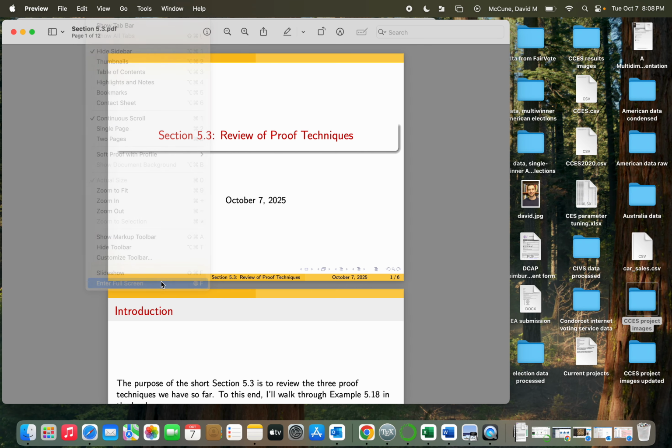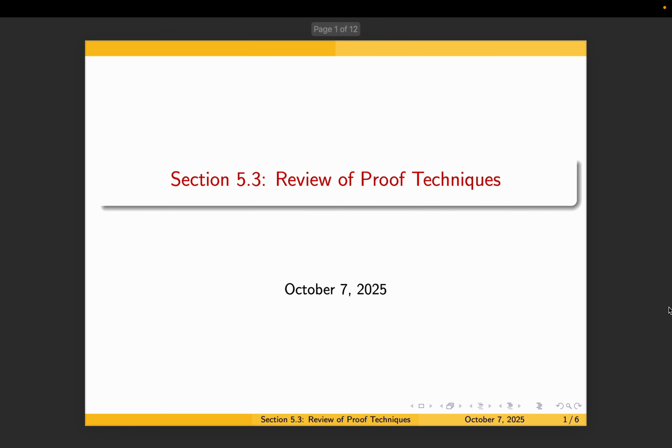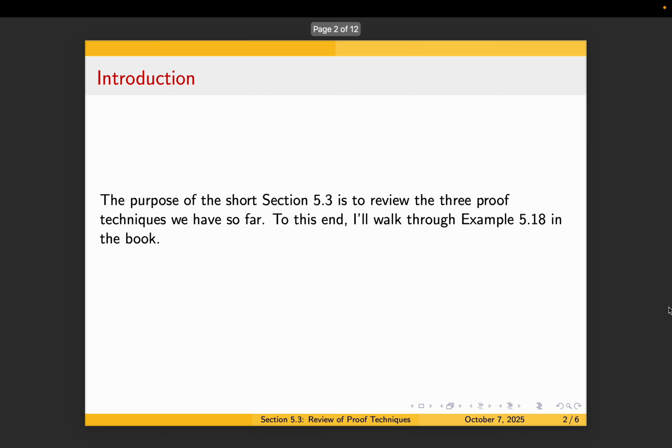Hello everybody, and welcome to this short video on section 5.3, the title of which is Review of Proof Techniques. The purpose of this section, which is very short, is just to pause and quickly review the three proof techniques we've looked at so far. It is, of course, often a good idea just to pause and reflect on the stuff we've learned. It gives us extra time to process things.